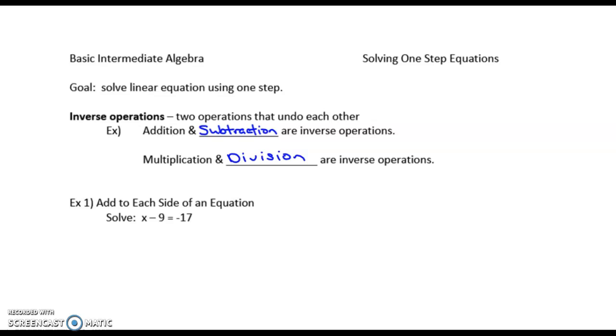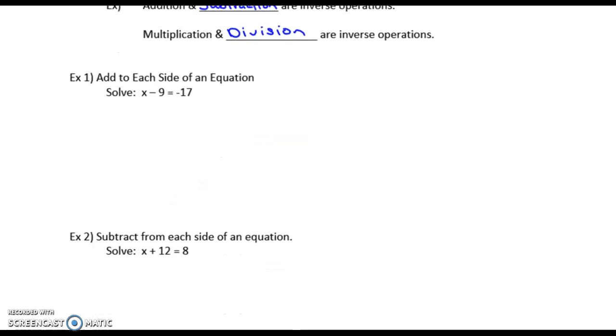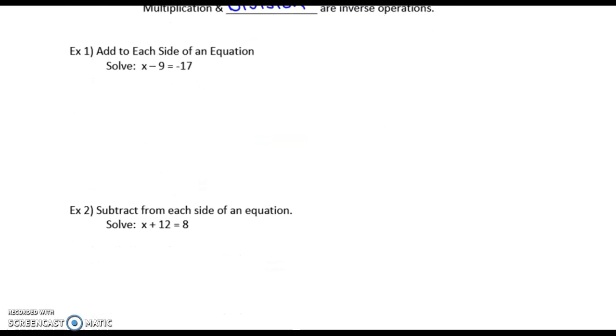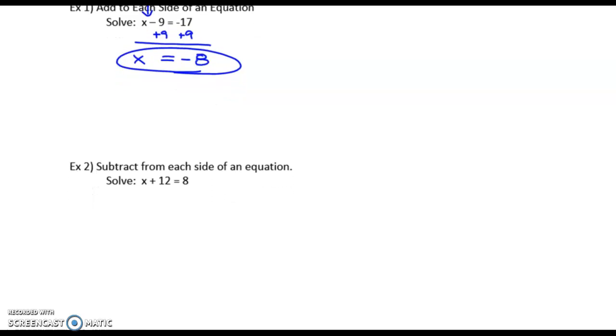So the first thing we're going to talk about today is we're going to start with the addition and subtraction part of it. So example 1 tells us we're going to add to each side of an equation. So I have solved this equation for x. Our goal is always to get the x by itself. So in this one, we're going to add 9 to both sides. By adding 9, we are solving the equation. We use the inverse operations to get the x by itself. And so in this case, we have x equals negative 8.